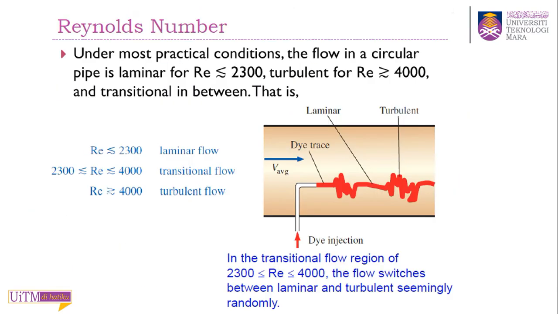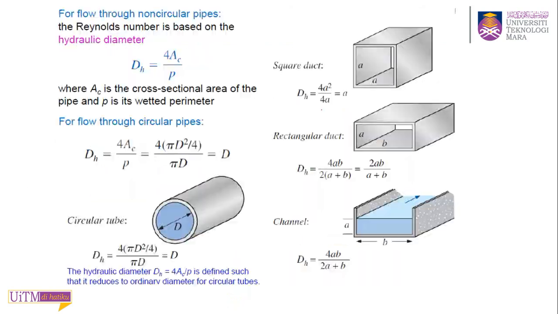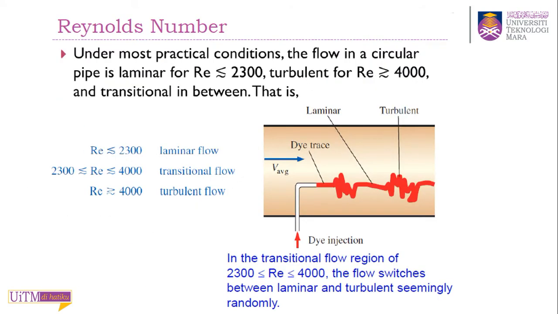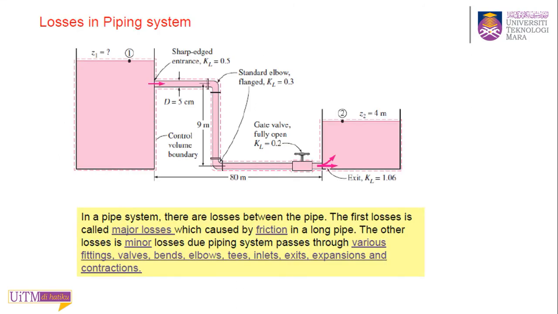Alright, so we have done this, and you know how to calculate the Reynolds number to determine whether it's laminar or turbulent. After we understand how to determine that, in the piping system, as we have discussed earlier, there will always be losses due to the friction or due to the fittings, the bends, the valve, everything. So we will have losses in the piping system.